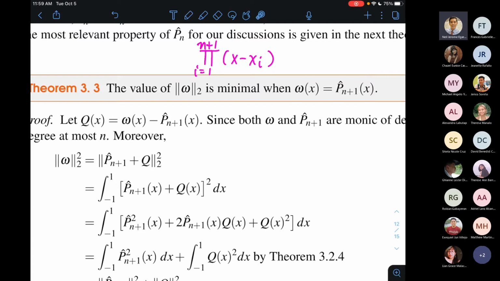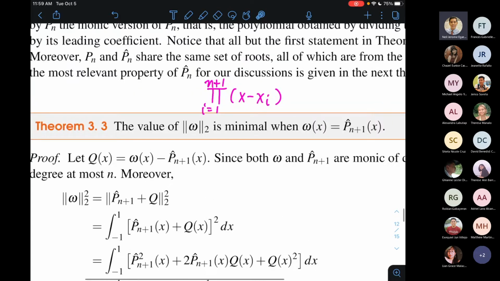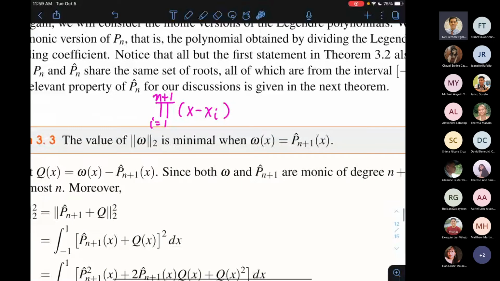To make a comparison with the Legendre polynomials, we want the monic version of the Legendre polynomials. So ang kailangan lang natin gawin, i-divide si p sub n ng leading coefficient niya so that p hat, the resulting polynomial, will be monic. Ito lang yung monic version ng Legendre polynomials.